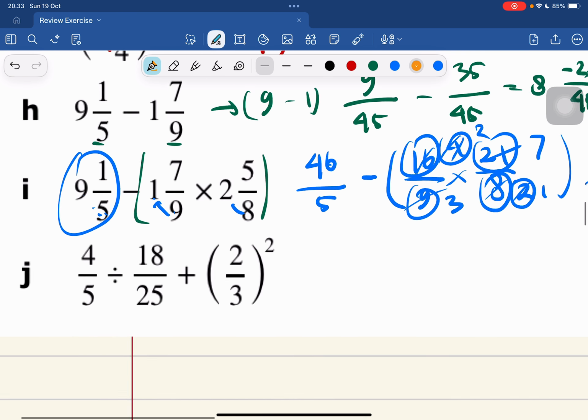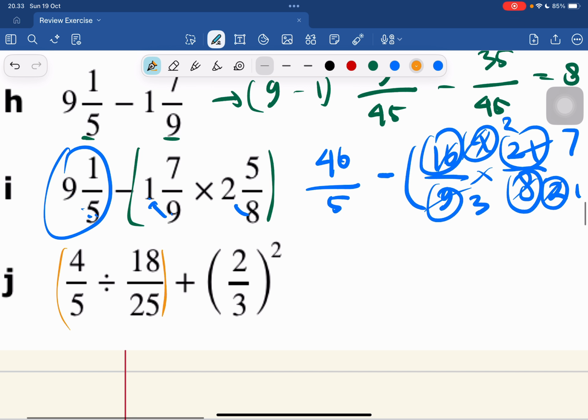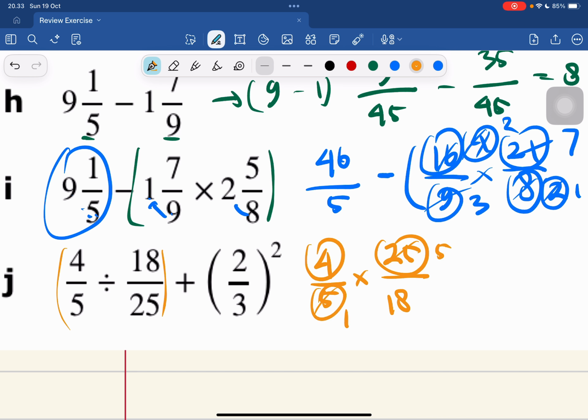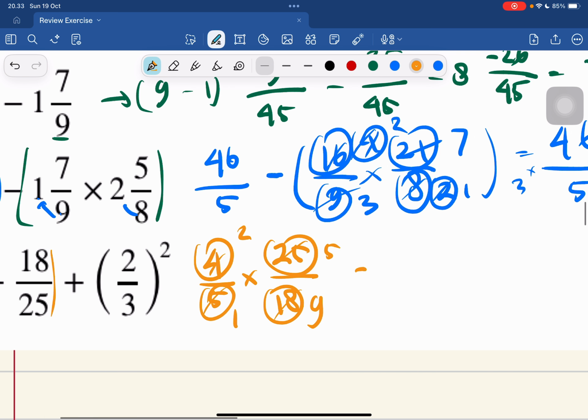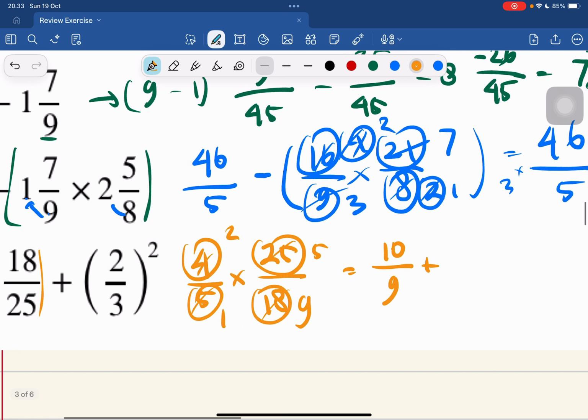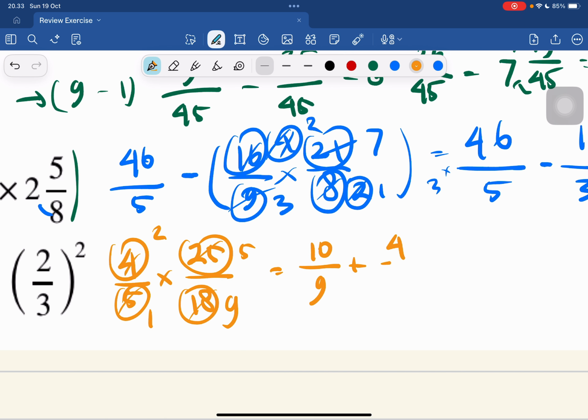Last question, division. So let's finish the division first. So this is going to be 4 over 5 times, we flip, 25 over 18. So this simplified by 5 is 1, and 18 by 2 is going to be 9. So this is 2 times 5 is 10 over 9, plus 4 over 9. So the answer is going to be 14 over 9.